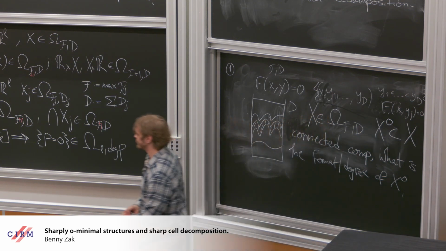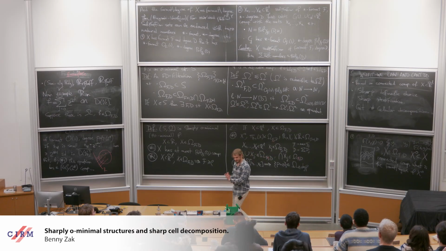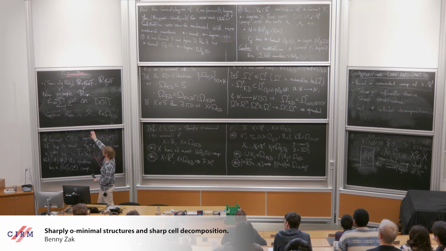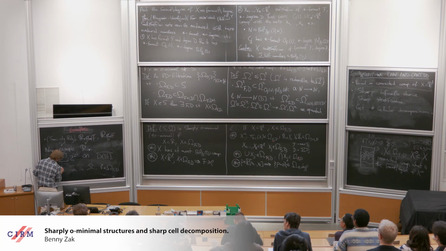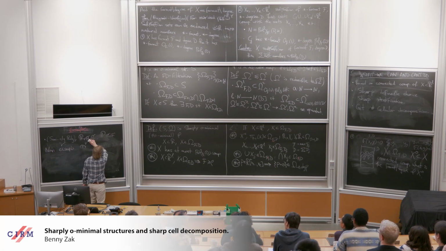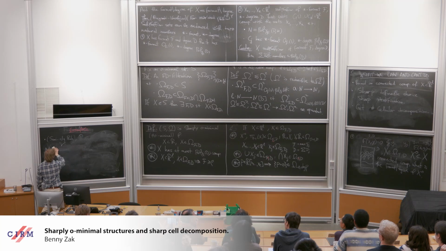And then, okay, I'm really sorry for going over my time, but I have to tell you what is the main theorem of all of this. So the main theorem is that star format and star degree are meant to force one to be able to take connected components. And once you are able to take connected components with good bound on format and degree, then you have cellular decomposition.